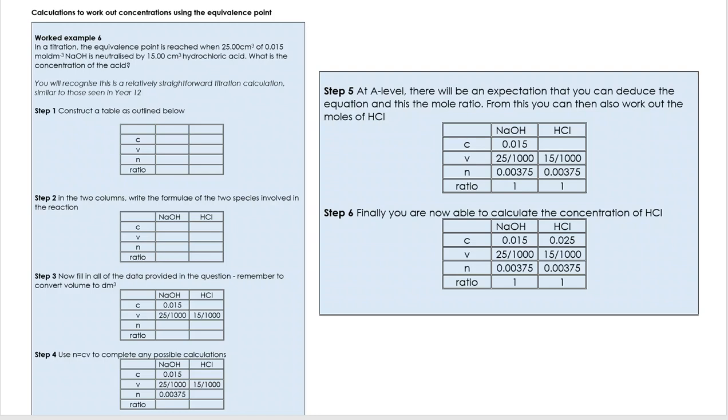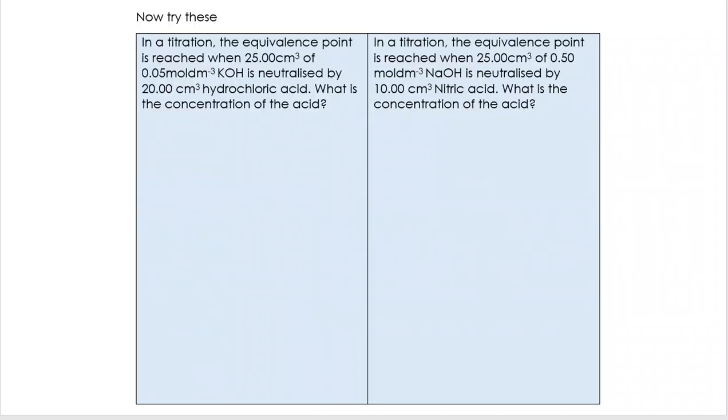But I'm going to finish off with something that you're very familiar with. We can calculate the concentration using the equivalence point. And you've done this before. This is a straightforward titration calculation. So if you want to remind yourself of it by looking through this table, pausing, and then there's a couple of examples for you to try. So have a go at these, and then when you're ready, we can review.